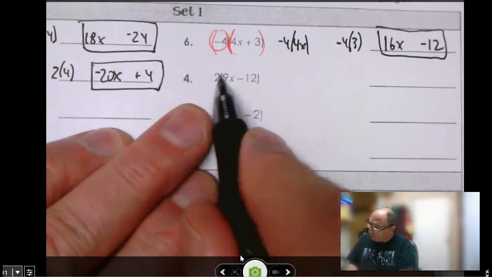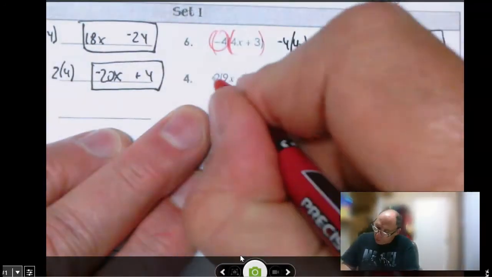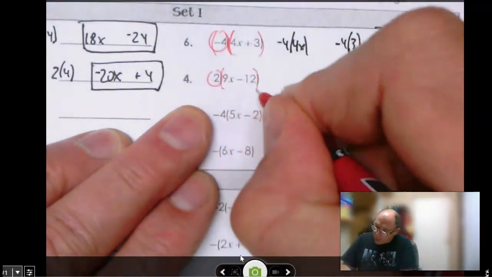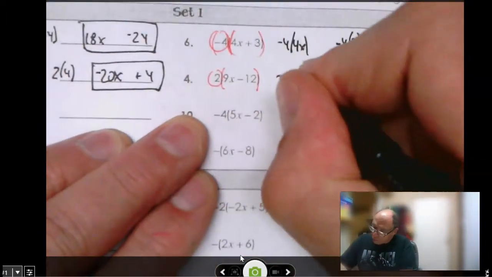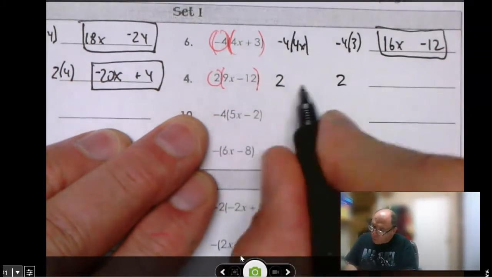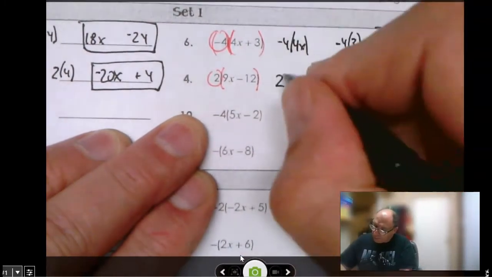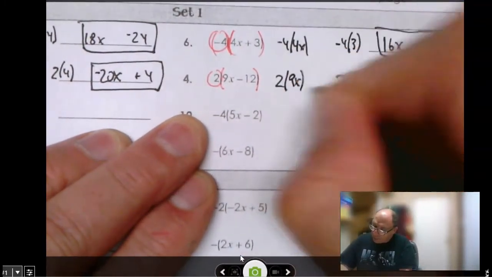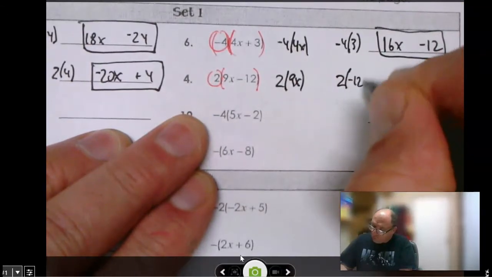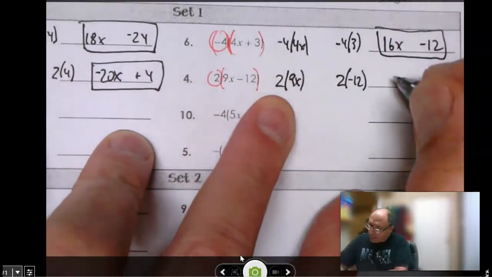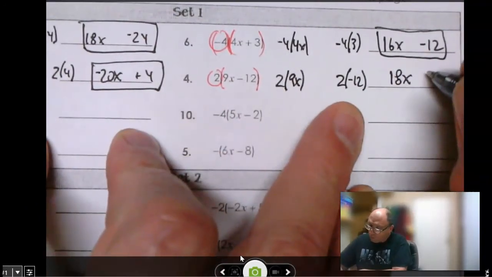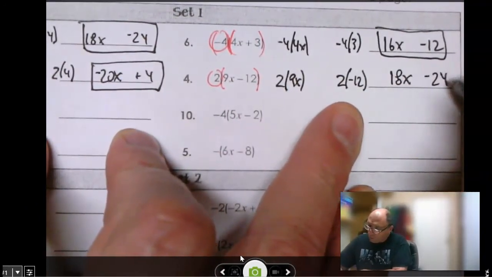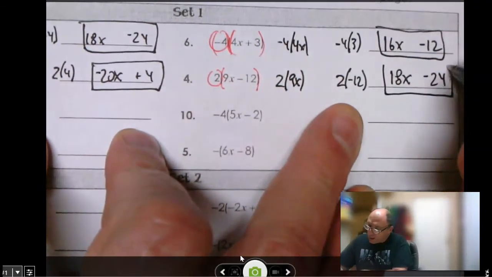This one here, we're distributing the 2 to the 9x and then -12. So I'm distributing that 2 to both items, the cake and the muffin, to the 9x and to the -12. What do we get? 18x and -24. And there, bingo, we found a match on one of them.